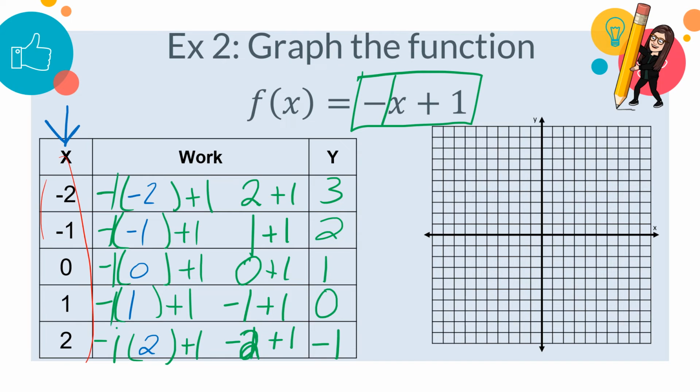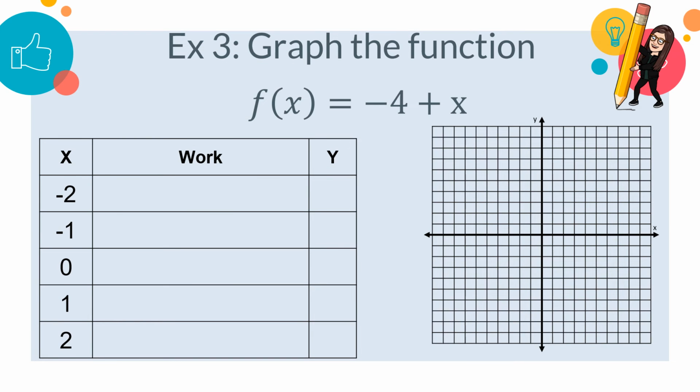Now, if I have a pattern in the x column, I should have a pattern in the y column. And I do. I see that we're decreasing by 1 every row. So that's good. Let's plot our dots. -2, 3. -1, 2. 0, 1. 1, 0. And my fifth dot, 2, -1. We need to check that they make a line, that we can connect them and draw arrows on the end.